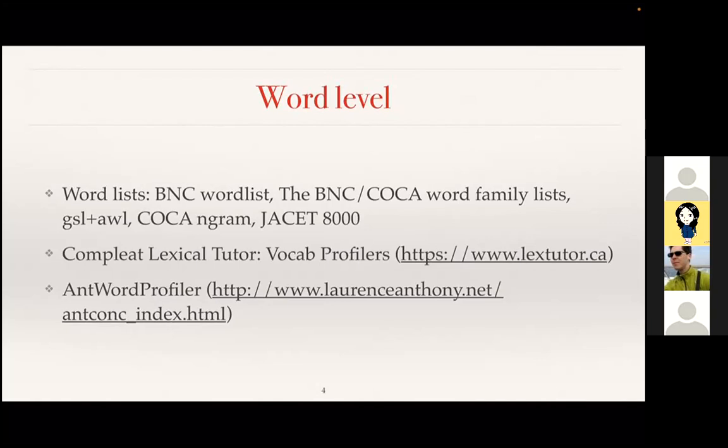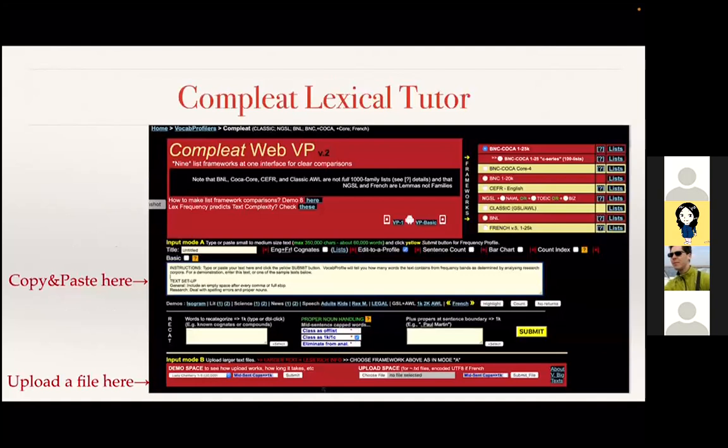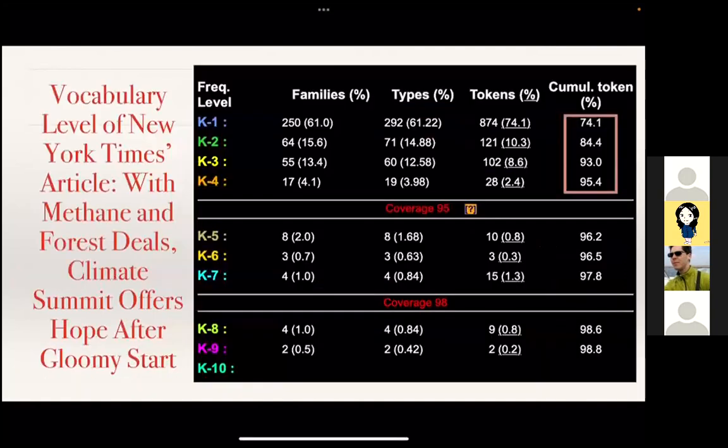So recently I read an article on the New York Times website about COP26, the climate change summit, and I checked the vocabulary level of that article. This is the Complete Lexical Tutor website. It looks quite busy, but all you have to do is copy and paste the text into the slot in the middle, or if the text is big, you can upload the file at the bottom and you can see the result right away like this. This is a screenshot of the result for the article I read.